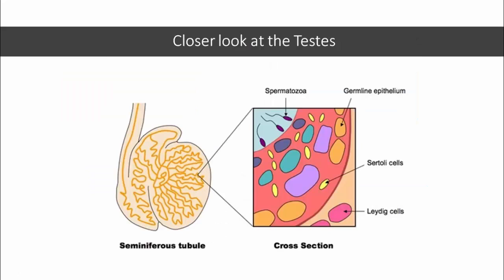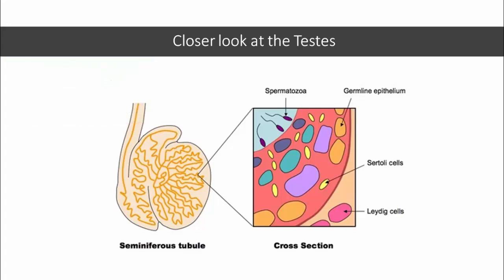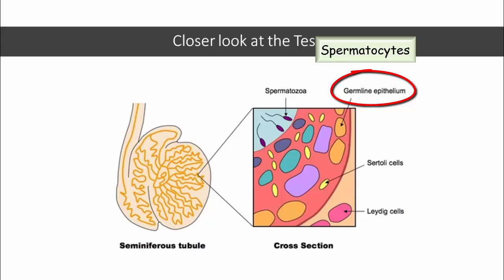Let's start by briefly reviewing the normal anatomy and histology of the testes. The primary role of the testes in the reproductive system is twofold: sperm production and testosterone secretion. There are three major cell types that you should be familiar with for purposes of Step 1. The first are your germ cells, also known as spermatogonia. These line the seminiferous tubules and produce primary spermatocytes.